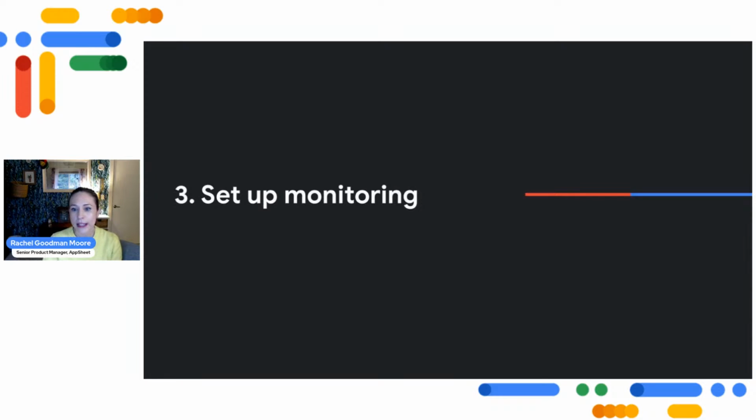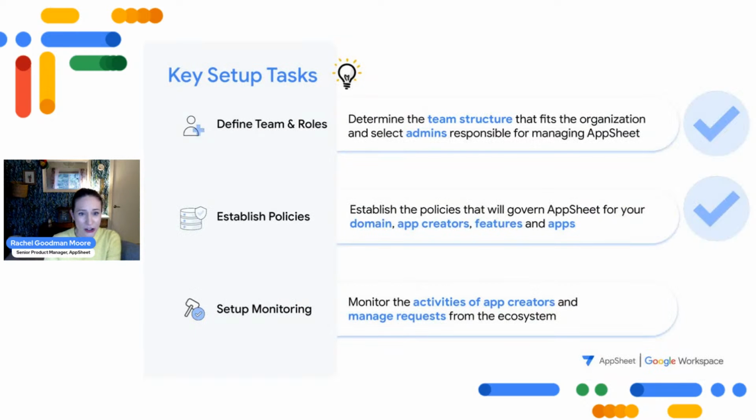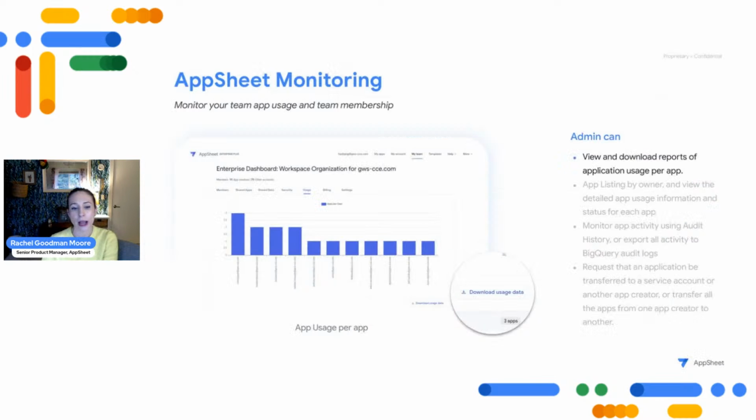The last thing we see users want to do and admins want to do when getting themselves set up for success with an administration model is set up monitoring to really be aware of what's going on within the scope of their purview. I say that a little bit broadly because the scope of their purview could be their entire organization, or just their team, or maybe even just a few apps that they care about most specifically. But set up monitoring to understand what app creators are doing, as well as manage requests for things like app ownership change. So admins can do things like view and download reports of application usage.